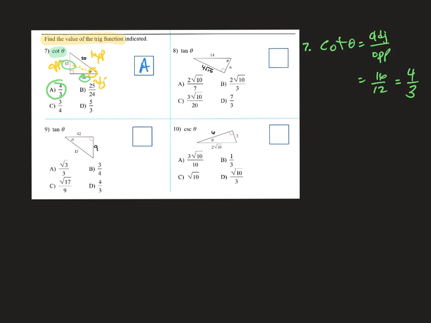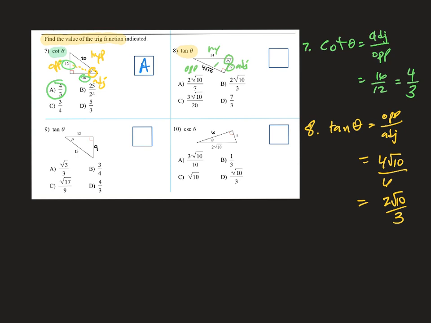For number 8, we're asked to find the tangent of theta. So again, I'm going to label these parts. Theta is here. 4 square root of 10 is the opposite. 6 is the adjacent. And 14 is the hypotenuse. For tangent theta, I need the opposite over adjacent. So my fraction is going to be 4 square root of 10, which is opposite, over 6. And then I just need to reduce this. 4 and 6 reduce to 2 and 3, so that's 2 square root of 10 over 3 for number 8. And luckily, here it is, letter B.